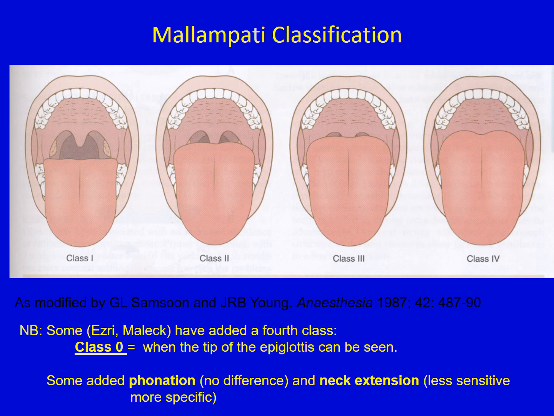This is the expanded classification system 1, 2, 3, and 4, and some have added a class 0 when you can actually see the tip of the epiglottis. Some have added phonation. It doesn't seem to improve it, and neck extension, which seems to make it less sensitive but more specific.